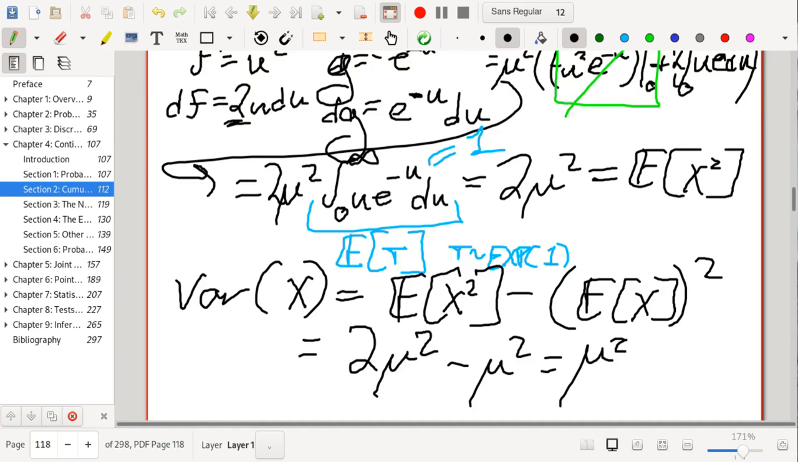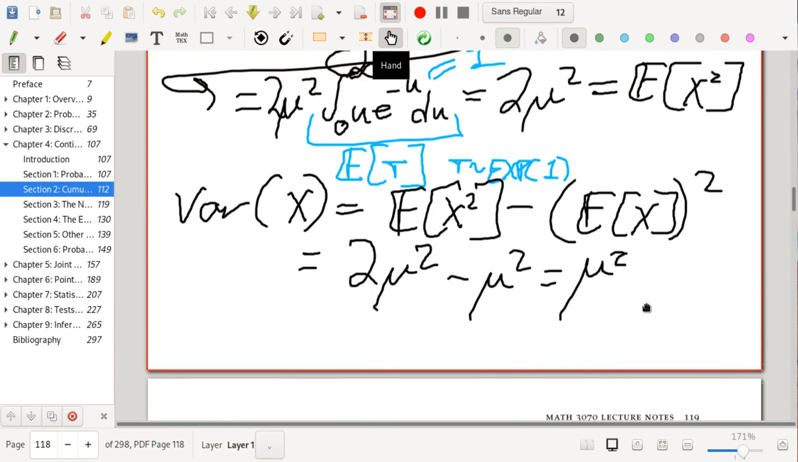So the expected value, or the mean of an exponential, is equal to the standard deviation of the same exponential. It's kind of funny. I often get that confused with the Poisson random variable, where the mean of a Poisson is mu, and the variance of a Poisson is mu. So the variance rather than the standard deviation. I'm often getting that confused, and it's unfortunate, but, well, that's life.